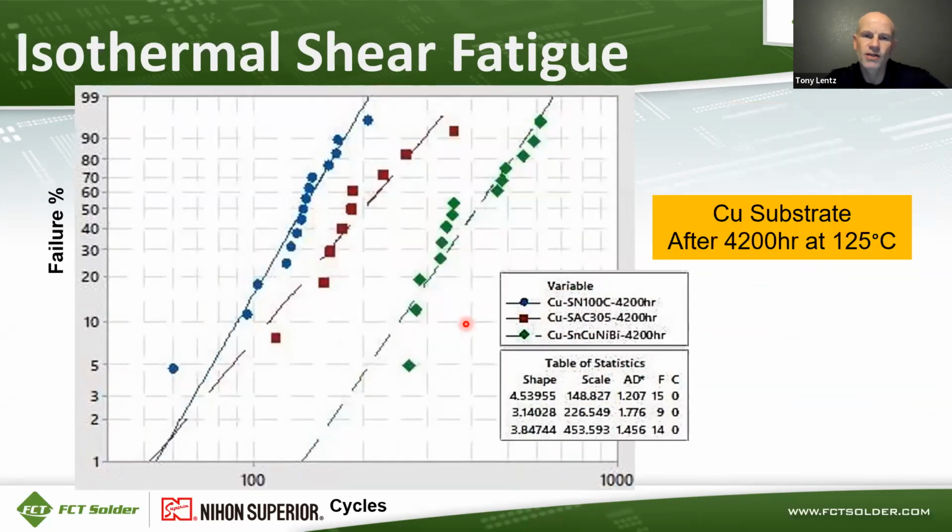And then after aging that 4,200 hours at 125 C, the order of the life changes around here. So S100C still has the shortest life. Then SAC-305 is now in the middle, and S100CV has the longest life in this case after aging.